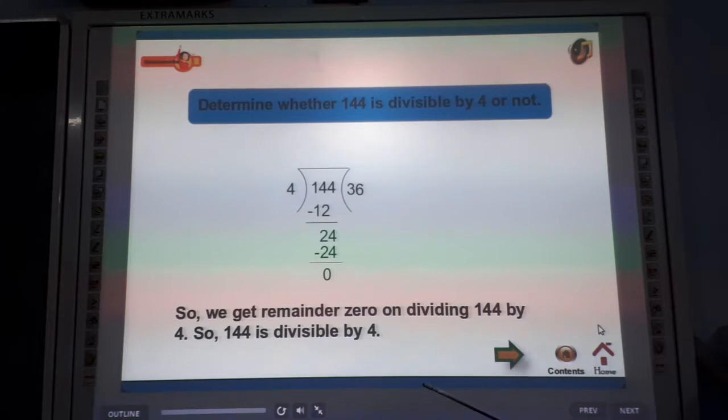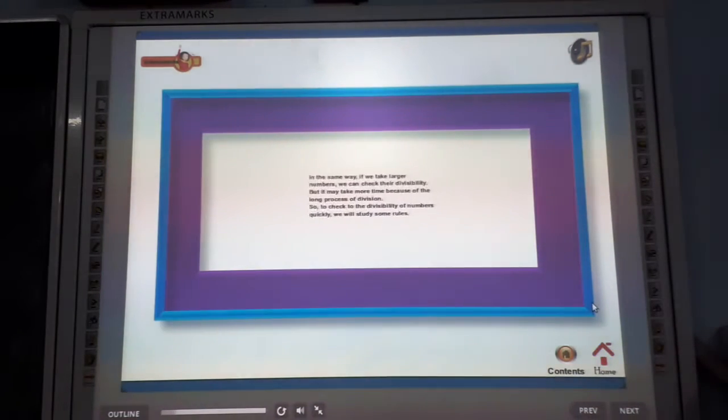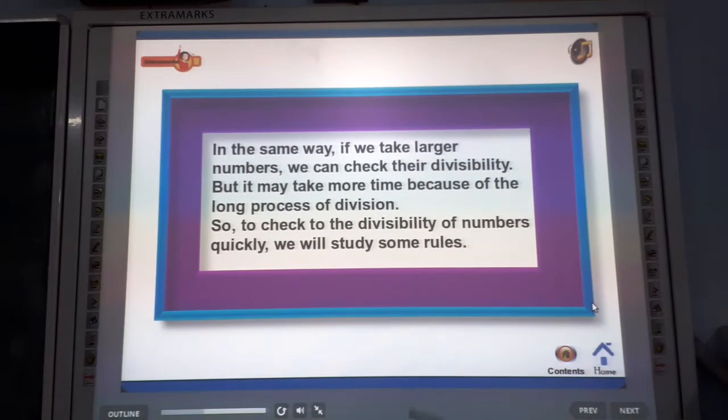Further we will study without dividing how we can come to know whether the number is divisible by 2, 3, 4, etc. or not. When we have a larger number, again we have to divide. It will be a very lengthy process. So there are some divisibility rules for checking whether a number is divisible or not, and we are going to study these divisibility rules.